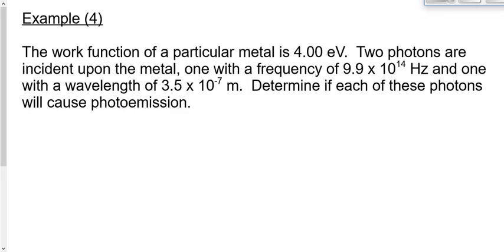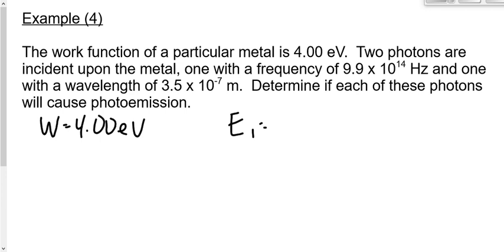Last example of the day, number 4, says the work function of a particular metal is 4 electron volts. Here's 2 photons. Would they cause emission? Well, what I want to do for this one is to say, if the work function is 4 electron volts, I got to identify if these photons are above the work function. Let's get the energy of each of these photons.